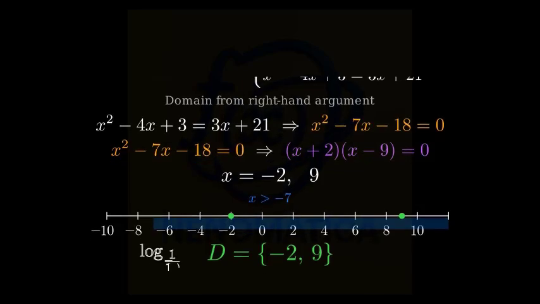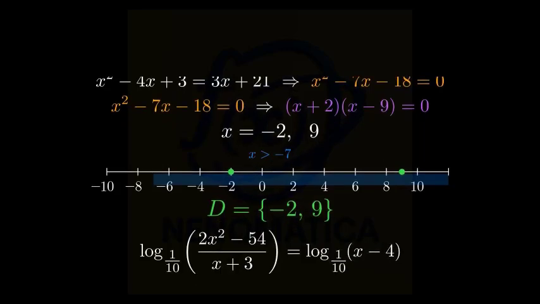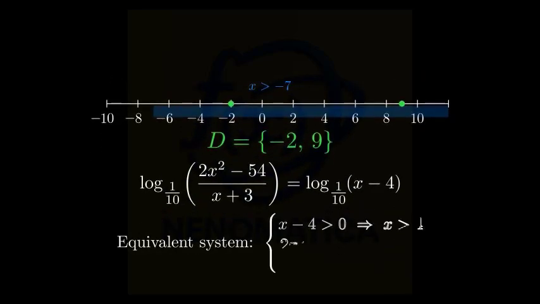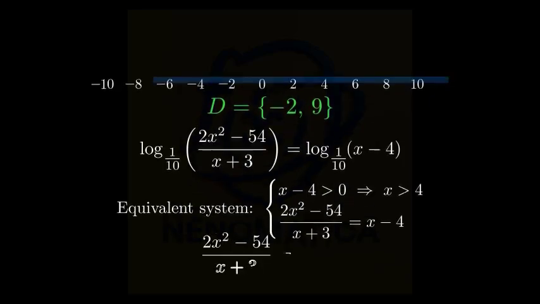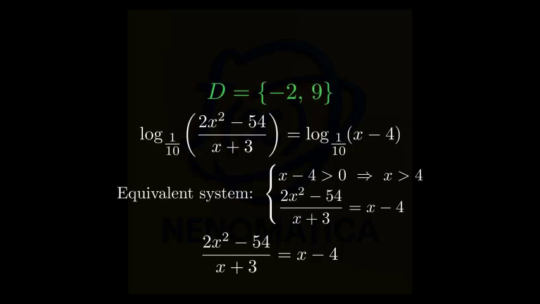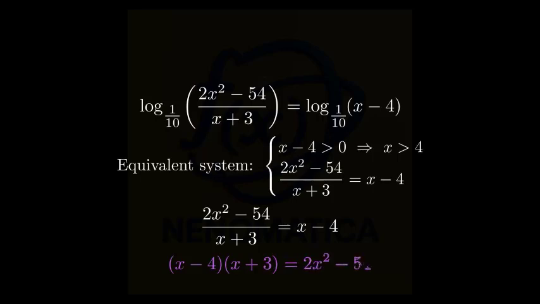Problem 2. Log base 1/10 of the fraction 2x squared minus 54 over x plus 3 equals log base 1/10 of x minus 4. This is equivalent to the system x minus 4 is greater than 0, that is x greater than 4, and the fraction equals x minus 4. Rewrite the equality line to work on it. 2x squared minus 54 over x plus 3 equals x minus 4. Multiply both sides by x plus 3 to clear the denominator.